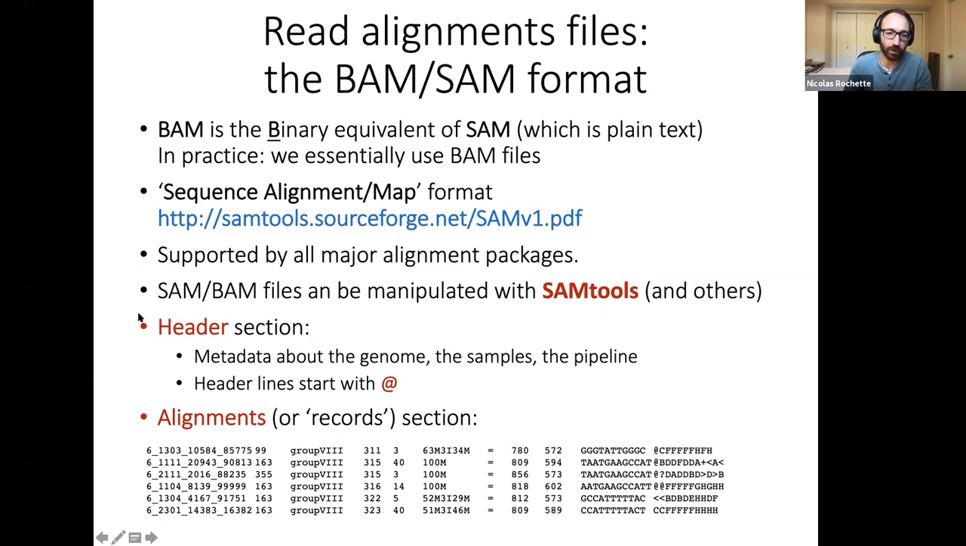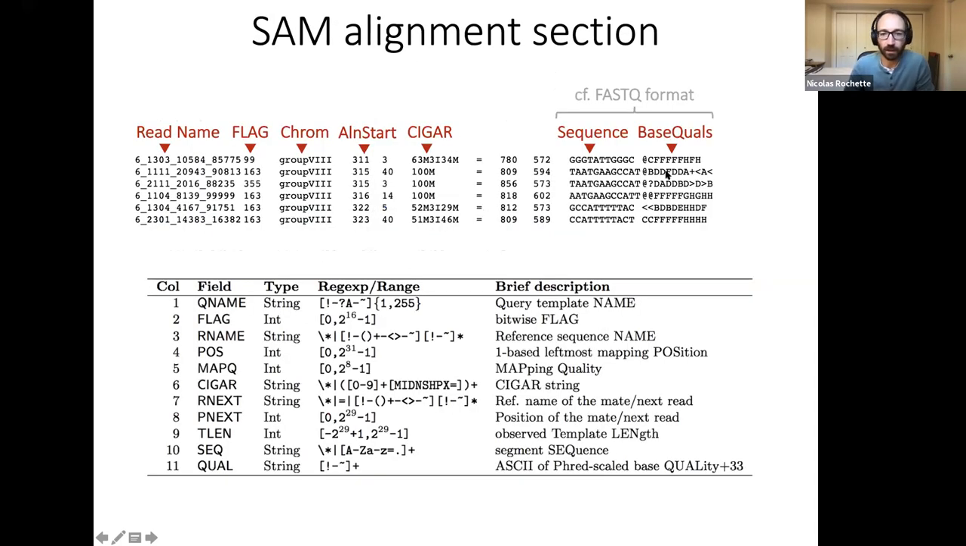And then the general structure of the file is a header section, which is going to contain information about the genome, like how long the chromosomes are. And then it's going to contain maybe some commands that were used to create the file, just for traceability of the experiment, of the bioinformatic analysis. And then the actual information is going to be contained in the alignments section, which is going to be most of the file. And this is going to look something like this. So if I just go to the next slide, this is the same file as before. And this is SAM. But the binary format essentially contains the same information.